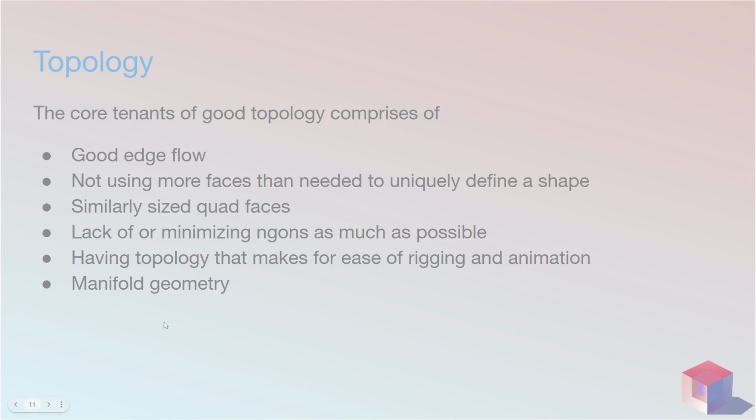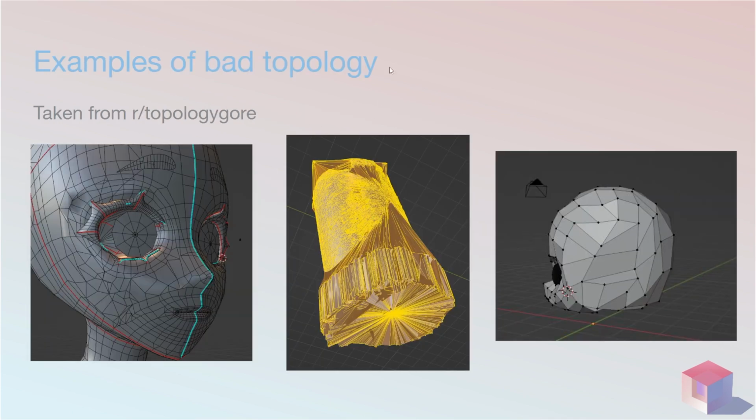Make sure you have manifold geometry and try to have good topology. Here are some examples of bad topology taken from r/topology gore on Reddit. You can see how in this left example, there's a bunch of tris. There are these weird edges that crisscross into each other and overlap, and it generally looks pretty disgusting here.